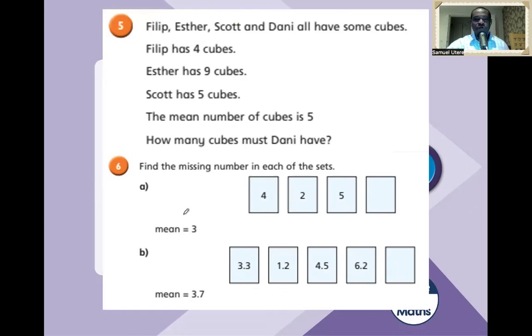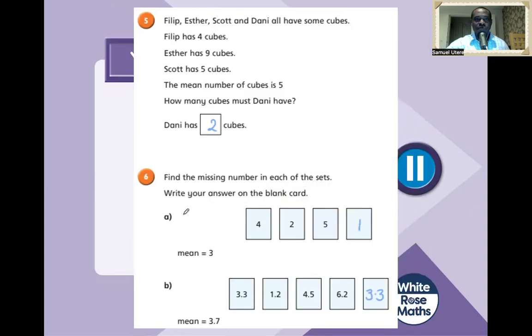Assuming you've paused the video, here are the answers. So here you ask, Philip, Esther, Scott, and Danny all have some cubes. Philip has 4 cubes. Esther has 9 cubes. Scott has 5 cubes. The mean number of cubes is 5. How many cubes does Danny have?